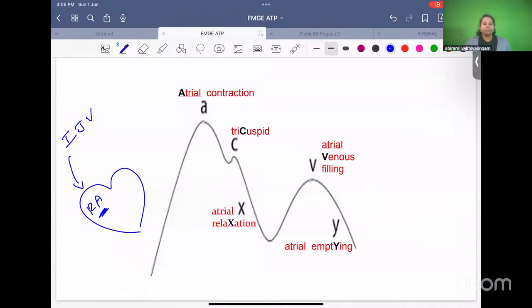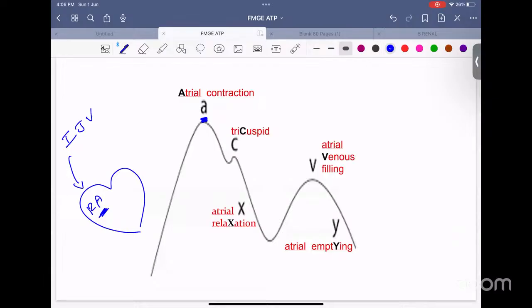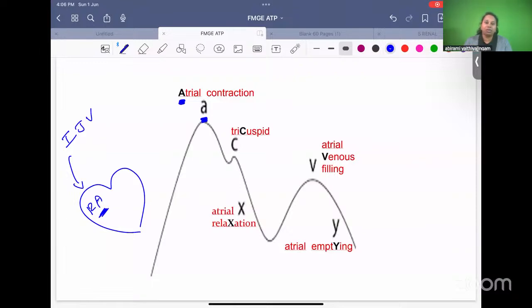That is why whenever we correlate the waves of JVP, we correlate this to the right atrial events or just the atrial events. JVP waves will correlate only to the atrial events. Don't confuse with the ventricle because JVP is a measure of right atrial pressure only with the atrium. For example, A wave in a JVP, A for atrial contraction. A for atrial contraction. When atrium is contracting, you will see the A wave.